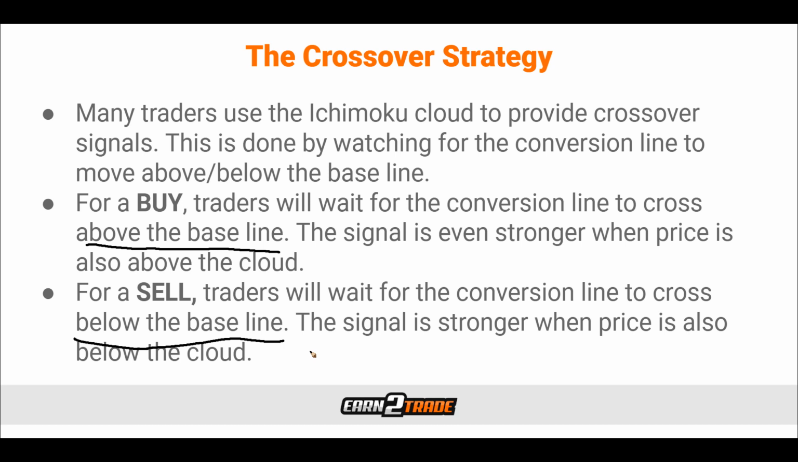So once again, our buy scenario, or I should say our potential buy scenario, will be when our conversion line crosses above our baseline, and the signal is also going to be considered stronger when price is above the cloud. For the sell, when we're waiting for the conversion line to cross below the baseline, the signal is also considered stronger when indeed price is below the cloud, because once again we are anticipating a drop in that scenario. That is a bearish outlook on the market.